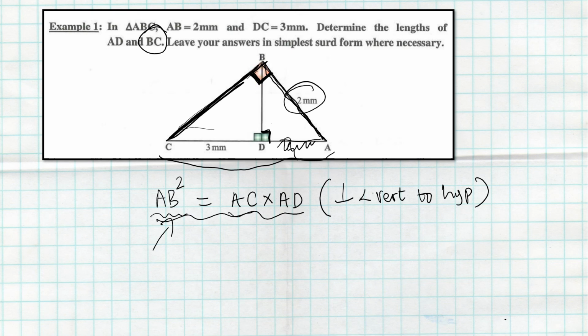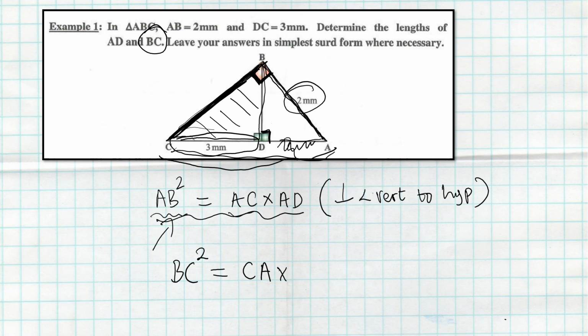BC is forming part of the length of this smaller triangle here. Can you see? And your BC is also forming part of the length of the bigger triangle. So BC is going to be much better, because you just say BC squared, because your BC is forming part of the smaller triangle and the bigger triangle. So you just say BC squared equals the length of the bigger triangle multiplied by the length of that smaller triangle, right? So BC squared will be equal to what? CA, the length of the bigger triangle, multiplied by the length of that other smaller triangle, CD.